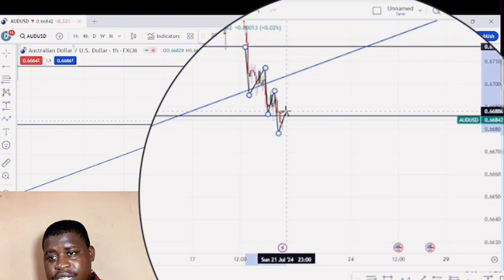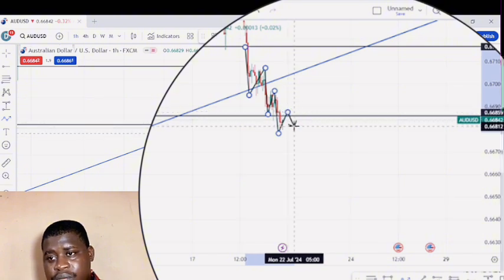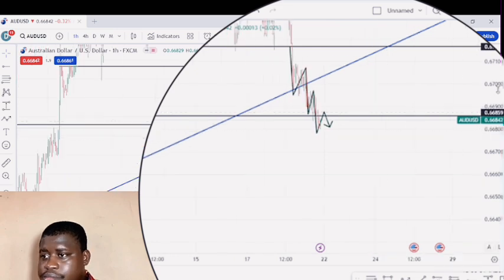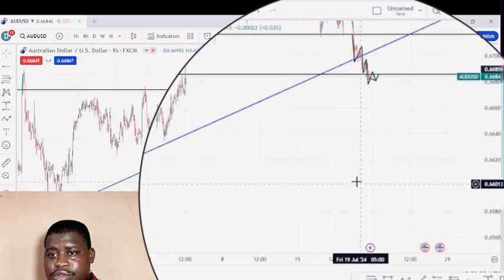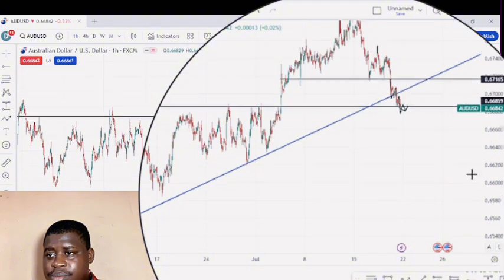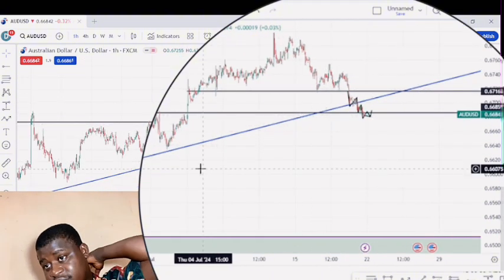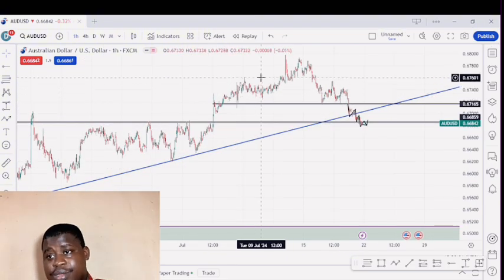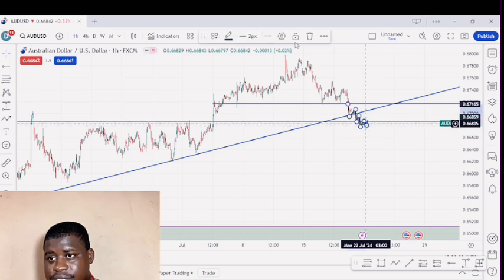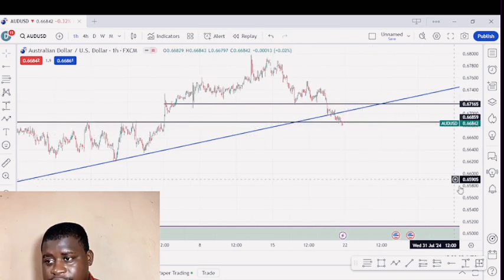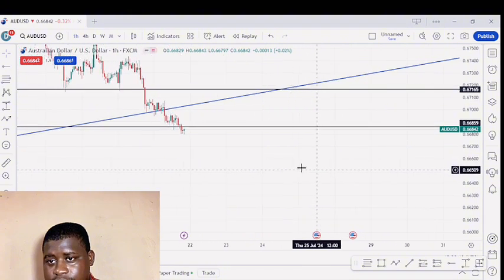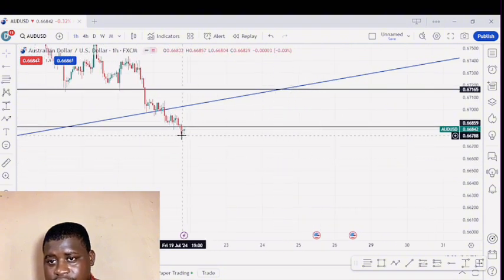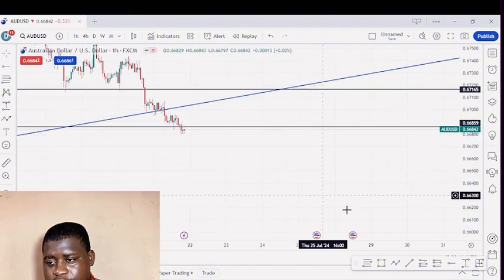Just wait for something like this to happen and wait for a bounce off. Then you can get into the trade. Just wait for a bounce off, because this is a reversal pattern. This is a head and shoulders. Do you understand? It's rejecting. Just wait for a bounce off.